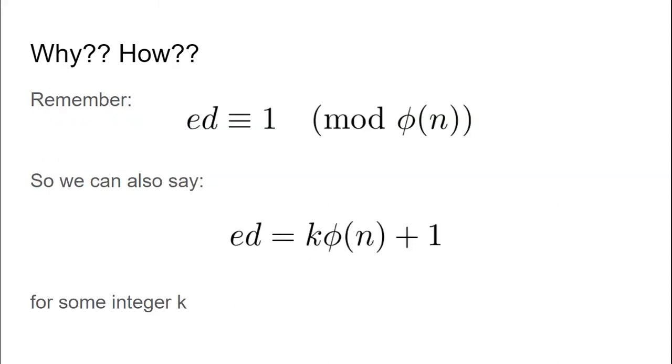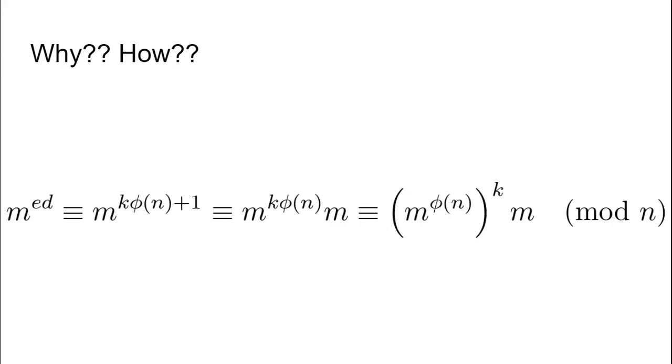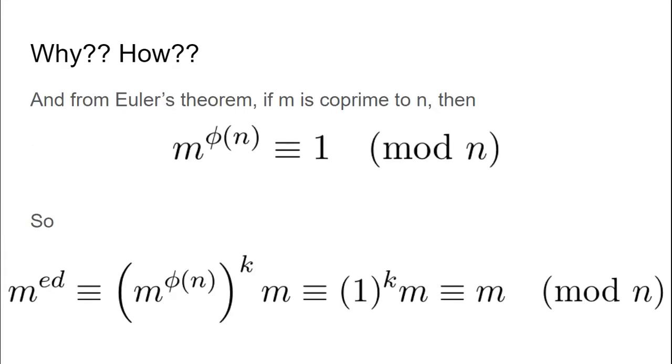If you'll remember from the definition of d, e times d is equivalent to 1 mod the totient of n. So we can rewrite that by saying that ed is equal to the totient of n times some constant k plus 1. So now plugging that in for ed, and then just using basic rules, we can find that m to the ed is equal to m to the power of the totient of n, to the power of k, times m. Now using that property of totient functions, we know that m to the power of the totient of n is equivalent to 1 mod n.